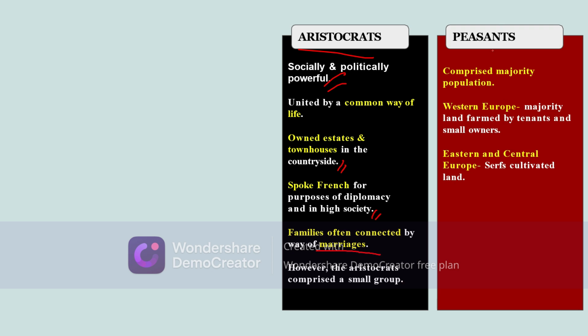Now let us look at the peasantry class or the peasants. They comprised the majority population. In Western Europe, the majority of land was farmed by tenants and small owners, and in Eastern and Central Europe, serfs cultivated the land in those regions.